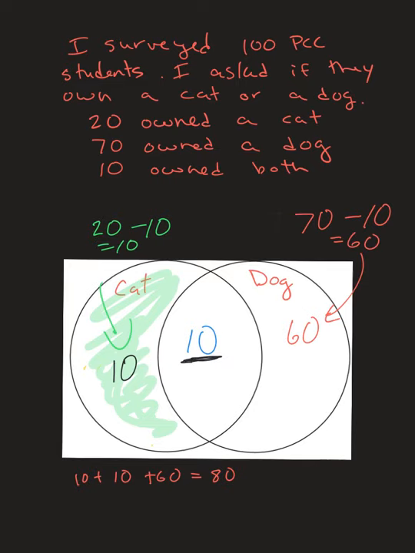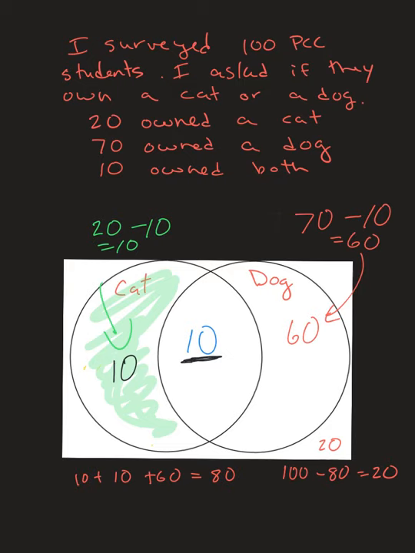Some people don't, right? So the cat or dog owners add up to 80, but there's still 20 people not accounted for. And how did I get 20? Well, I do 100 minus the 80 people accounted for, and that equals 20. So 20 needs to go outside somewhere. I can just put it right here. And now all the numbers add up to 100. Okay. And then I could even go further with this.